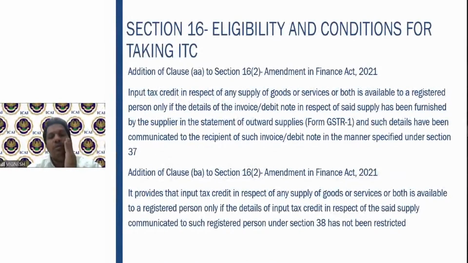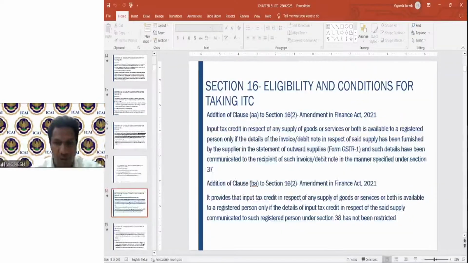Now, these are the most important topics from the examination point of view. That is the addition of section 16 subsection 2 clause AA and section 16 subsection 2 clause BA. These are the most important things from your examination point of view.